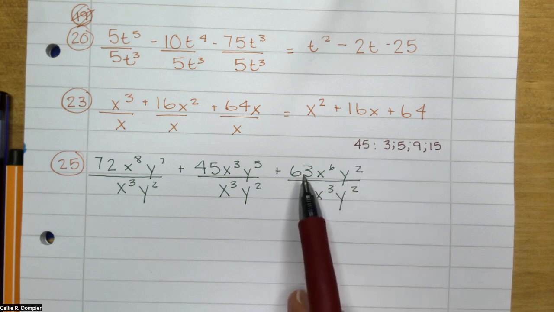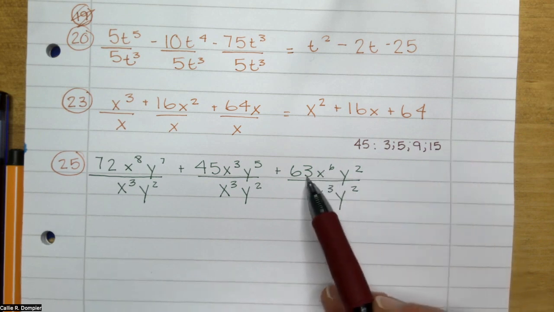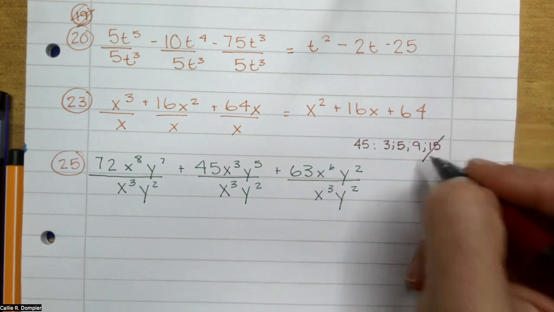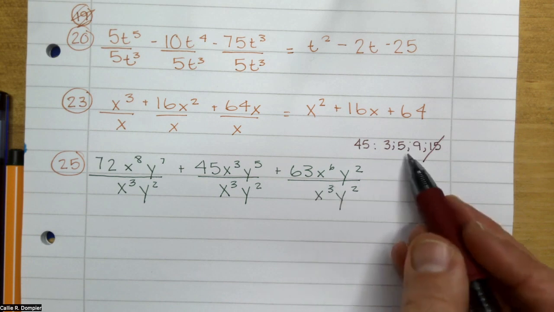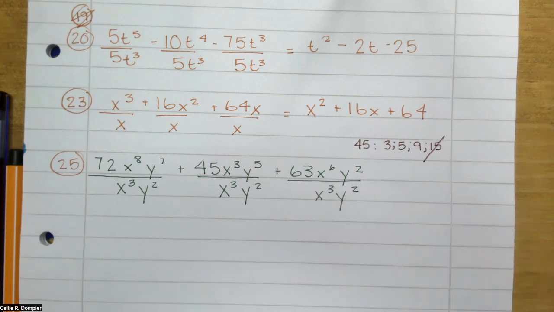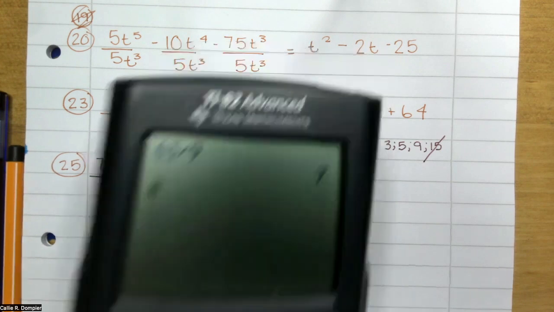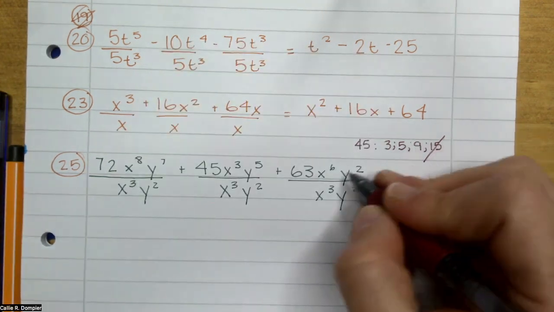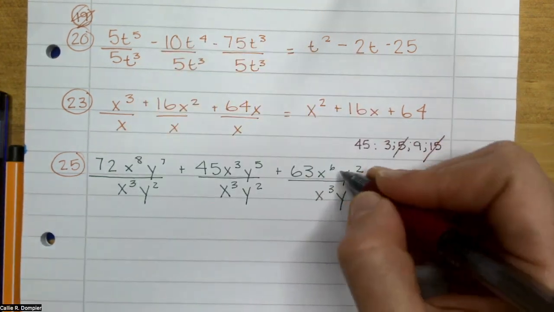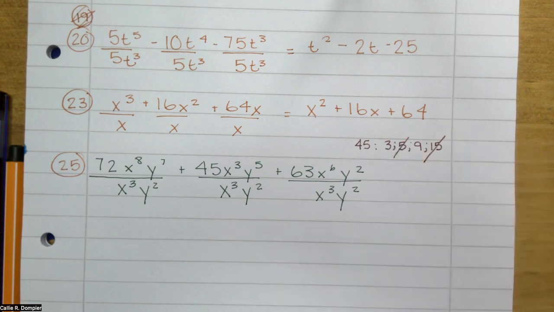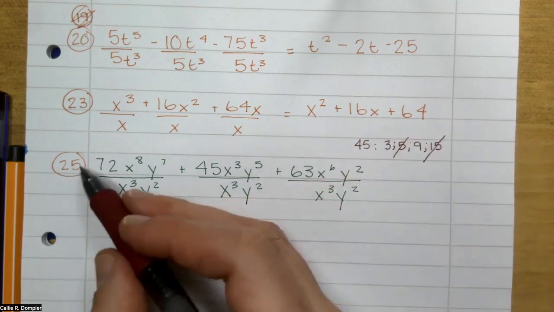Okay, so can I take 63 and divide it by 15? I don't think so, because that doesn't end in a 5 or a 0. Can I take 63 and divide it by 9? Let's find out, right? Or you already know. 63 divided by 9 is 7. So that one's okay. Can I take 63 and divide it by 5? I cannot. Can I take 63 and divide it by 3? I can. Good. All right, so now let's go over to 72.